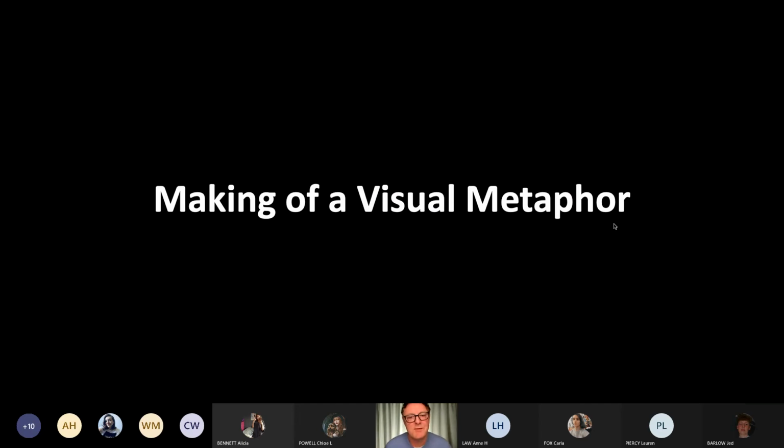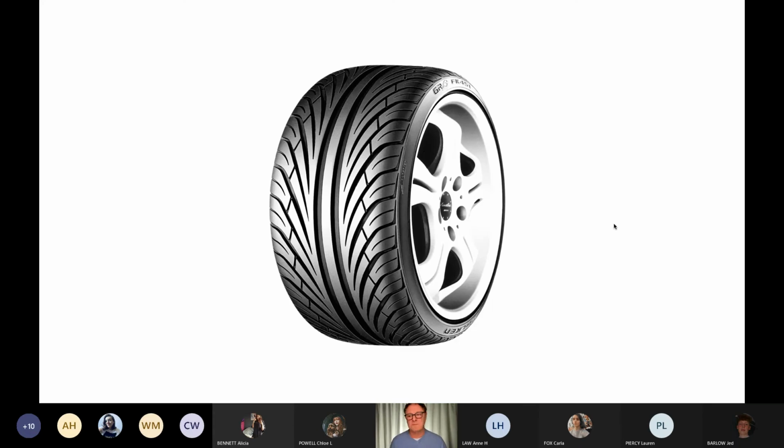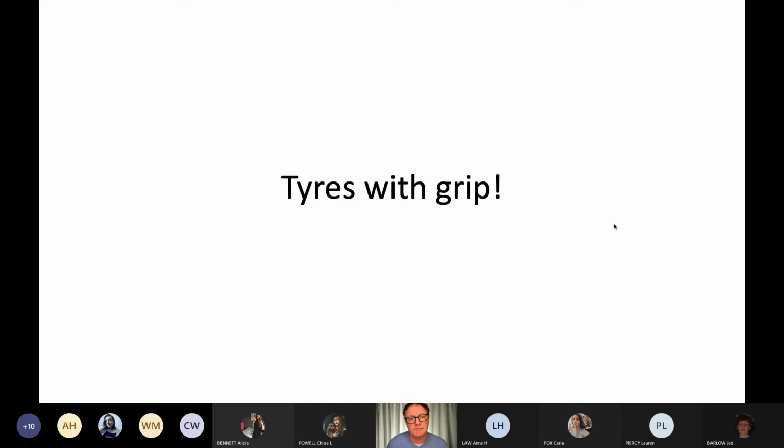So let's make a couple of metaphors, okay? Let's go back to trying to bring two elements together to complete a message. So we're going to try and sell a tire with extra grip, okay? So that's the proposition. Selling that tire, but that tire has a selling point, which has separated it or made it unique from its competition.